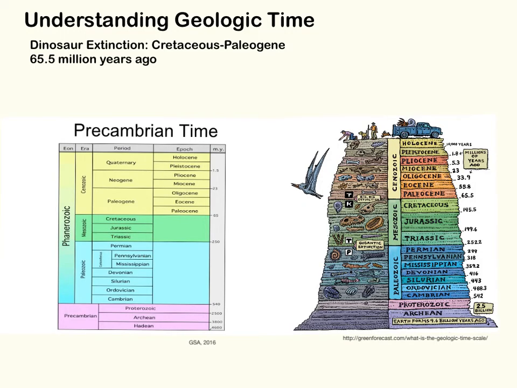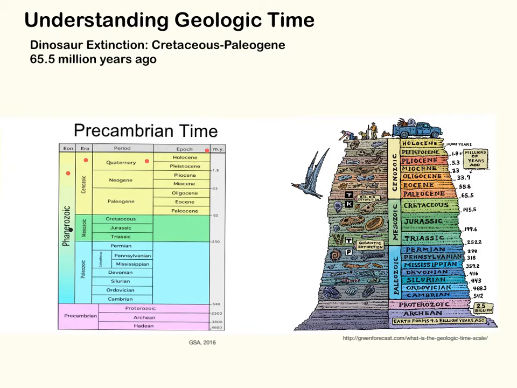Here we have different visualizations of geologic time. So we are currently living in the Phanerozoic eon, in the Cenozoic era, the Quaternary period, and the Holocene. So they're just increasingly small periods of time. The dinosaurs also lived here in the Phanerozoic eon. It's a massive amount of time.